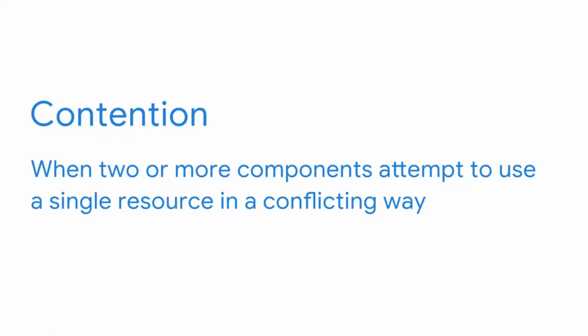Finally, the last factor of database performance is contention. Contention occurs when two or more components attempt to use a single resource in a conflicting way. This can really slow things down. For instance, if there are multiple processes trying to update the same piece of data, those processes are in contention. As contention increases, the throughput of the database decreases. So limiting contention as much as possible will help ensure the database is performing at its best.